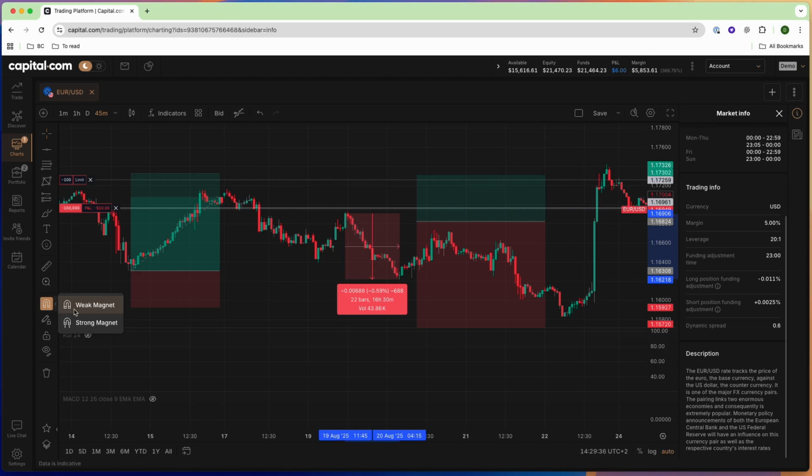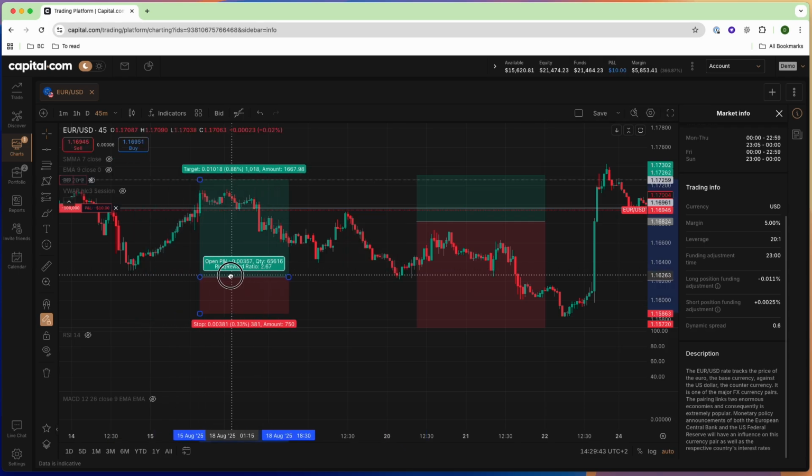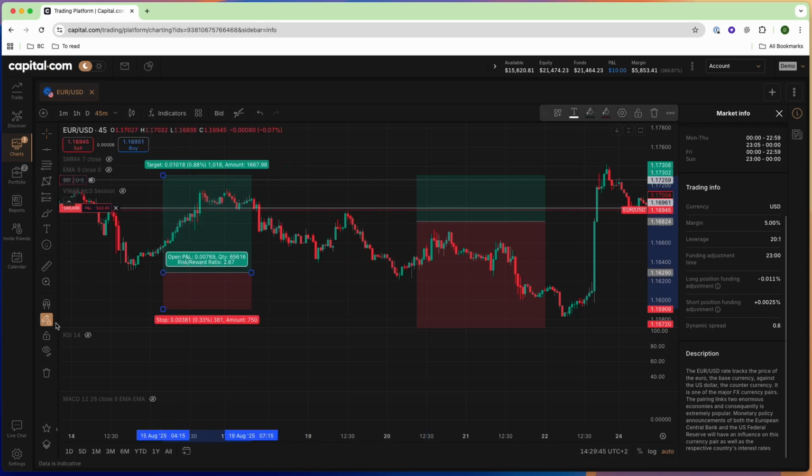With the weak magnet, your cursor gently snaps to nearby OHLC points, but you can still place it freely. With the strong magnet, however, your cursor tightly locks onto the nearest candle's OHLC levels, making it easier to draw exactly on key price points. Under the magnet, you can find the Stay in Drawing Mode tool. It allows you to keep drawing multiple lines, shapes, arrows, and more without having to reselect the tool each time.